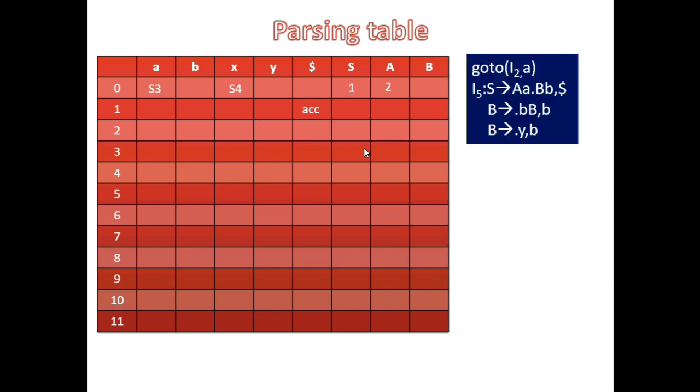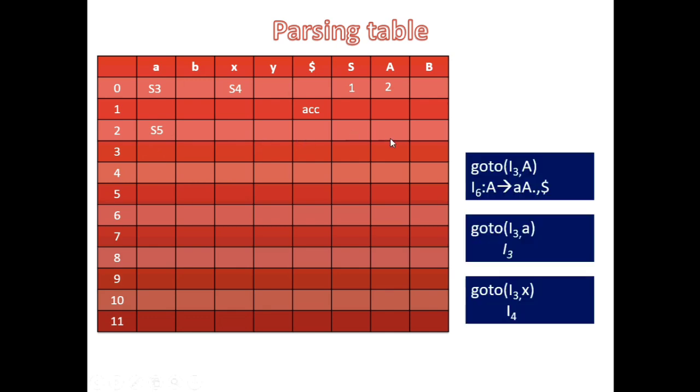Next, goto of I2, A. I2, A is resulting in I5. A is a non-terminal. So I2, A should be made as 5. Now we'll go for the next one. Goto of I3, A. A is a non-terminal. It goes to I6. So in 3, A, you simply make it 6.